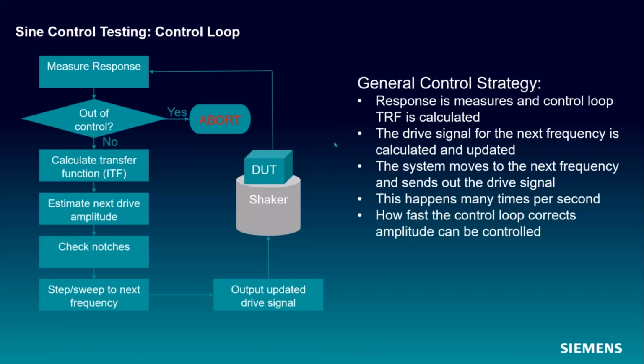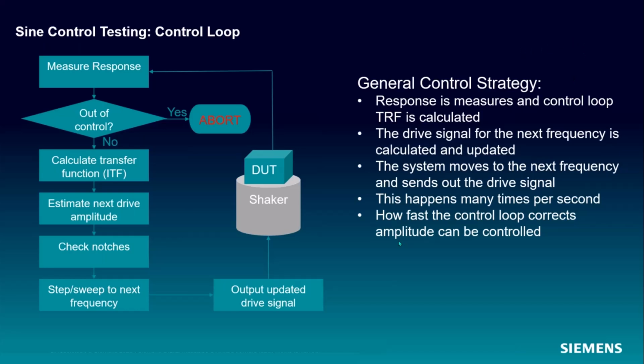Our sine control loop is pretty straightforward to understand. We have our accelerometer, we measure a response, we decide whether we're in our control specifications or not. Then we calculate this updated inverse transfer function, estimate what our next drive amplitude needs to be in volts. We check our notches, and then we move to the next frequency. In the time it took me to explain this, the controller will have completed several hundred control loops. So this is happening very fast.